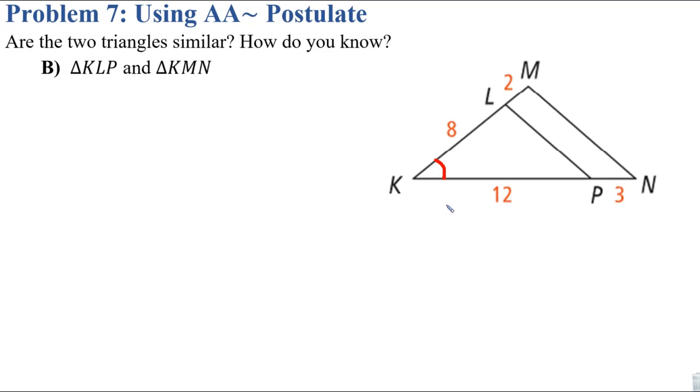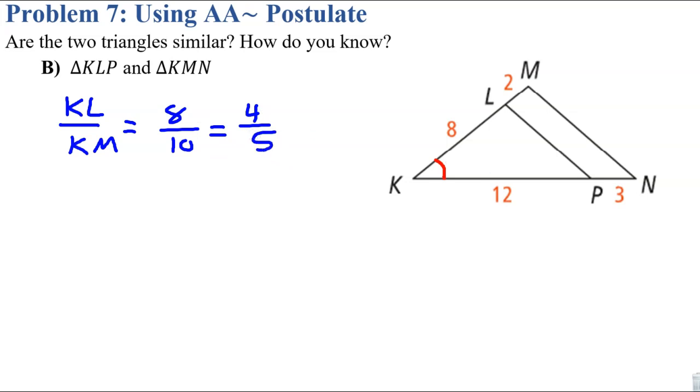So what I have then is two triangles with a congruent angle, and I know the lengths of the sides that include that angle. So what I'm going to do is see if those sides are proportional. So we'll look at KL over KM. All right, KL is 8. KM is going to be 8 plus 2, which is 10. All right, 8 and 10 are both divisible by 2, so that's going to reduce down to 4/5.